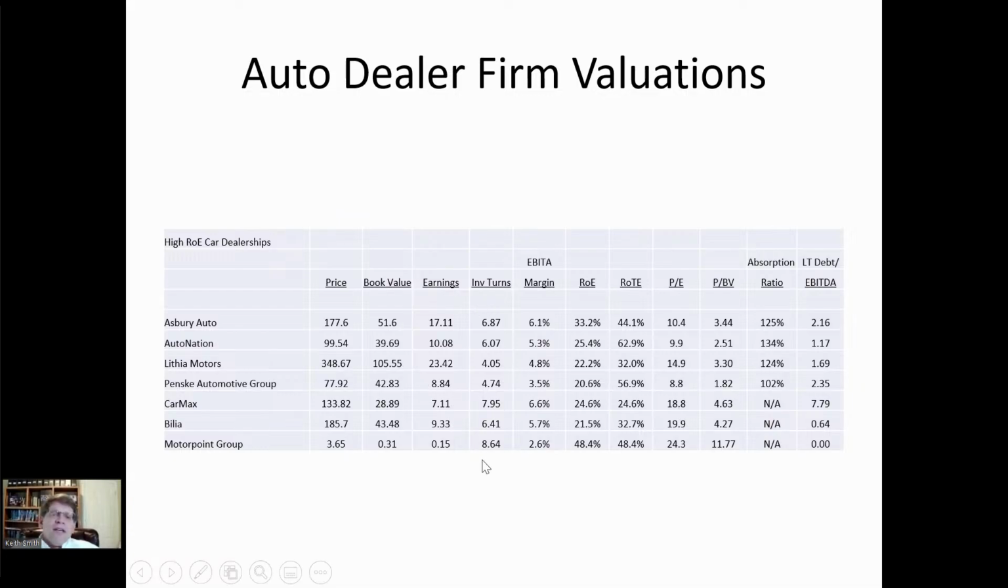You can take a look at the inventory turns here, as we mentioned before, for these various companies. You'll see the higher ones like Asbury and CarMax have relatively the highest ones. They still maintain on a relative basis higher inventory turns as a result of the underlying economic characteristics of the businesses being better than some of the other auto businesses. But overall, I think the businesses are in general very good businesses.